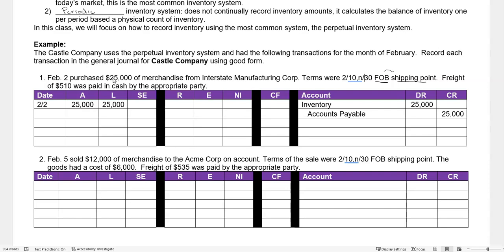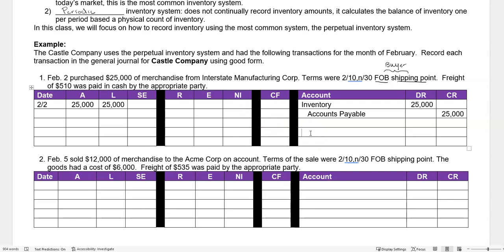More importantly, FOB shipping point also tells us who pays for the freight. So when it's FOB shipping point, the buyer pays the freight. So in this case, I, as the buyer, must pay the freight. So when it says freight of $5.10 was paid by the appropriate party, in this instance, since it's FOB shipping point, the buyer is the appropriate party.